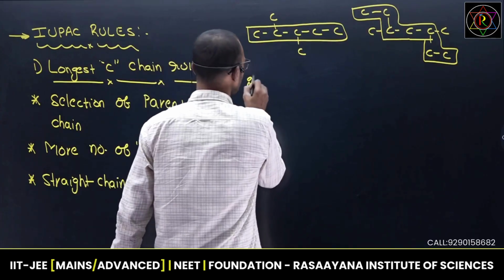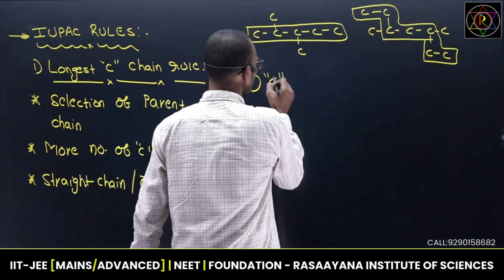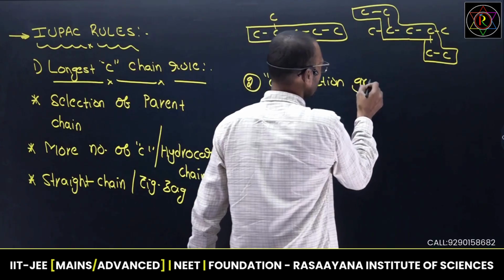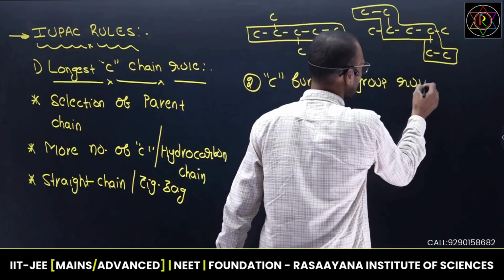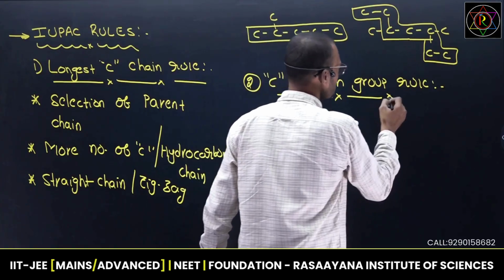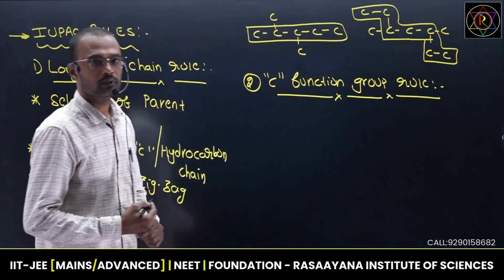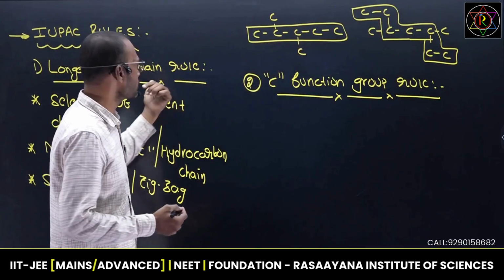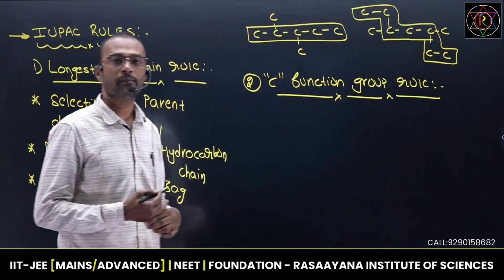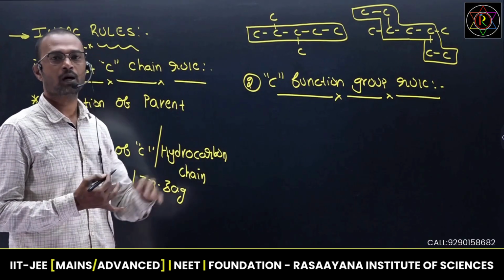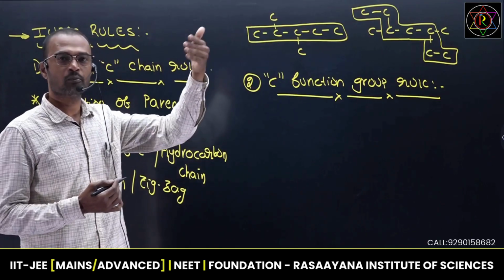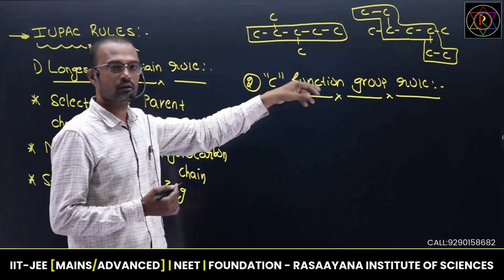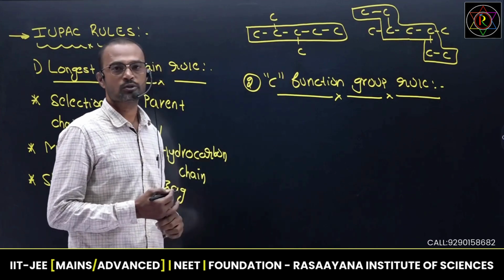Next, let us go for the carbon functional group rule, otherwise called the selection rule. What is this carbon functional group rule? According to the first rule, try to select a carbon chain which carries more number of carbons. But this rule says to select a parent chain which starts from a carbon functional group. The other direction may carry more number of carbons and may look like the parent chain, but the longest chain rule is violated if carbon functional groups are present.